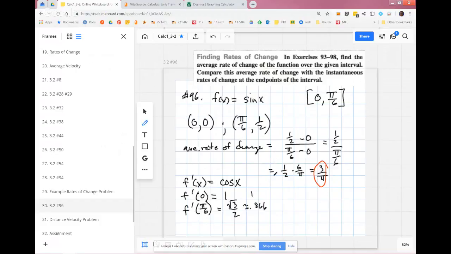Now, what's the derivative of the sine? The cosine. What's the cosine at the left endpoint of 0? 1. What's the cosine at pi over 6? Square root of 3 over 2. So the bottom line is average rate of change: you'll need two ordered pairs, and you're going to perform a slope. If you're asked to do an exact rate of change or instantaneous, another name for the same thing, you'll need your derivative to do that.